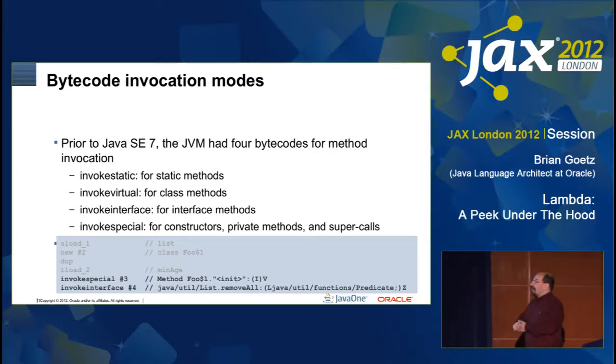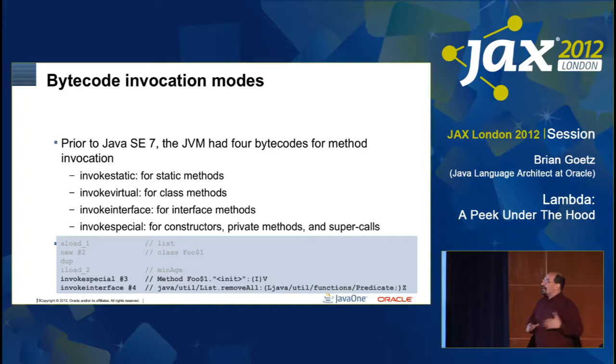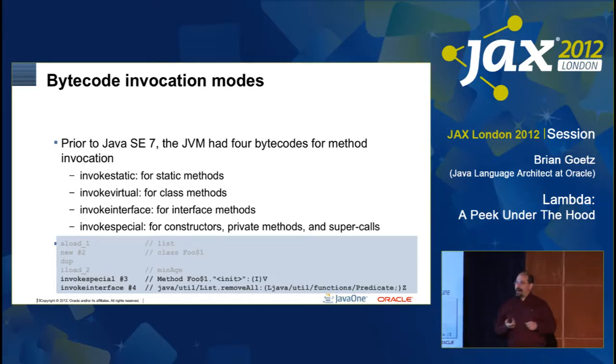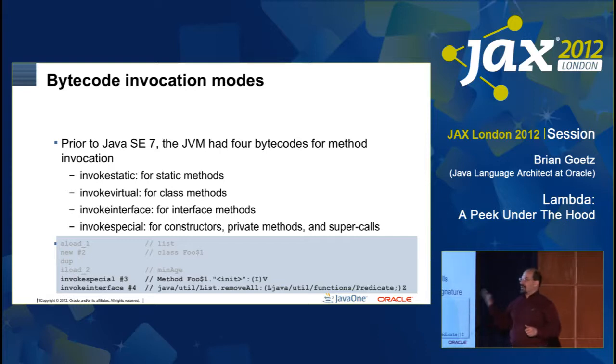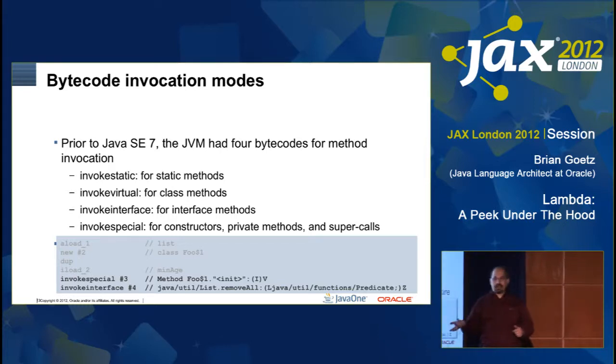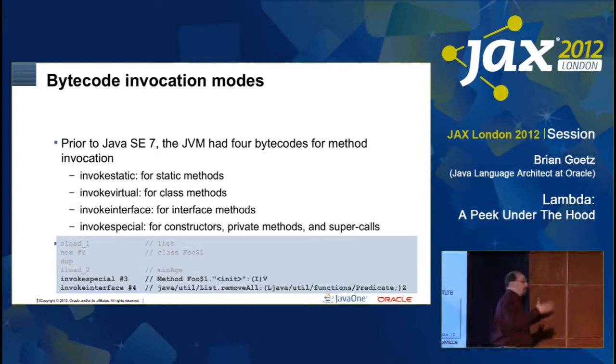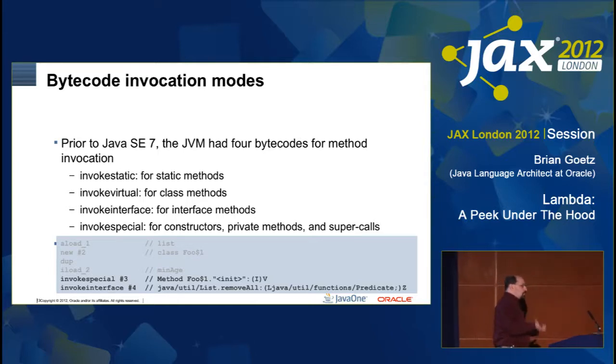So let's talk a little bit about bytecode. In the lead up to Java SE7, we had 4 bytecode operations available for invoking methods. Invoke static, invoke virtual, invoke interface, invoke special. Obviously, invoke static is for invoking static methods, invoke virtual is for invoking class methods, invoke interface is for invoking interface methods, and then invoke special is sort of like the garbage can of everything else. Constructors, super methods, private methods, etc.